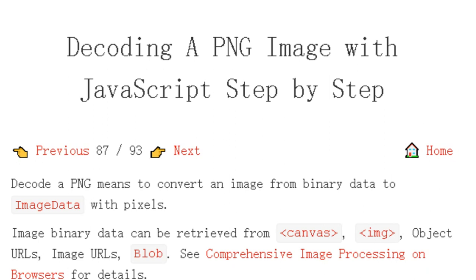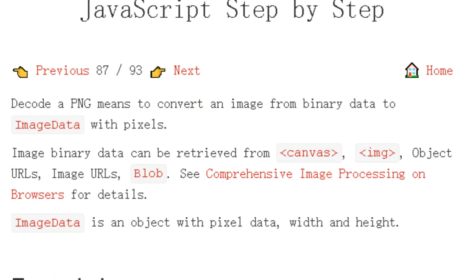Decoding a PNG image with JavaScript step-by-step. Decoding a PNG means converting an image from binary data to image data with pixels. Image binary data can be retrieved from canvas, image, object URLs, image URLs, and blob. See comprehensive image processing on browser for details. Image data is an object with pixel data, width and height.